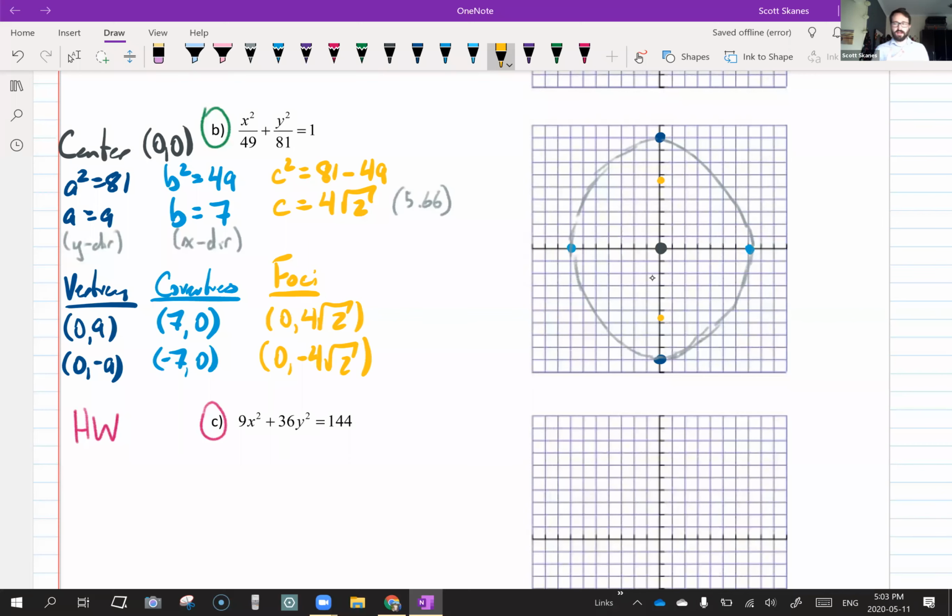And if you don't have time or you can't write as fast as me, just take a picture of this and fill out the notes for yourself later. The important thing is the steps, and I'm following the same steps every time. Remember the 5 pieces? Center, vertex found from A, co-vertex found from B, foci found from C, and then eccentricity if I need it. In this case, I don't need it, so I'm not going to write it down.